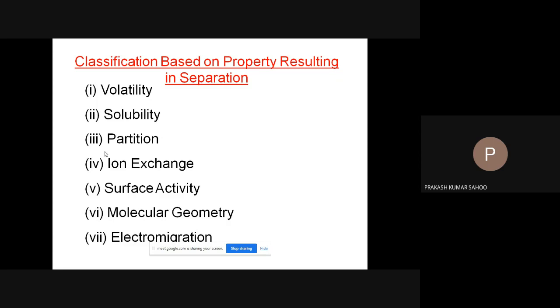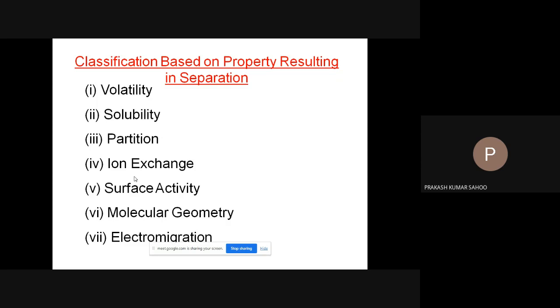Then electromigration. As we know, electromigration is just the same as the electrolysis process, which is based on Faraday's law, where anodes and cathodes are present and the respective ions move to their respective electrodes by the supply of external electricity. We will discuss electromigration in detail in a later part.